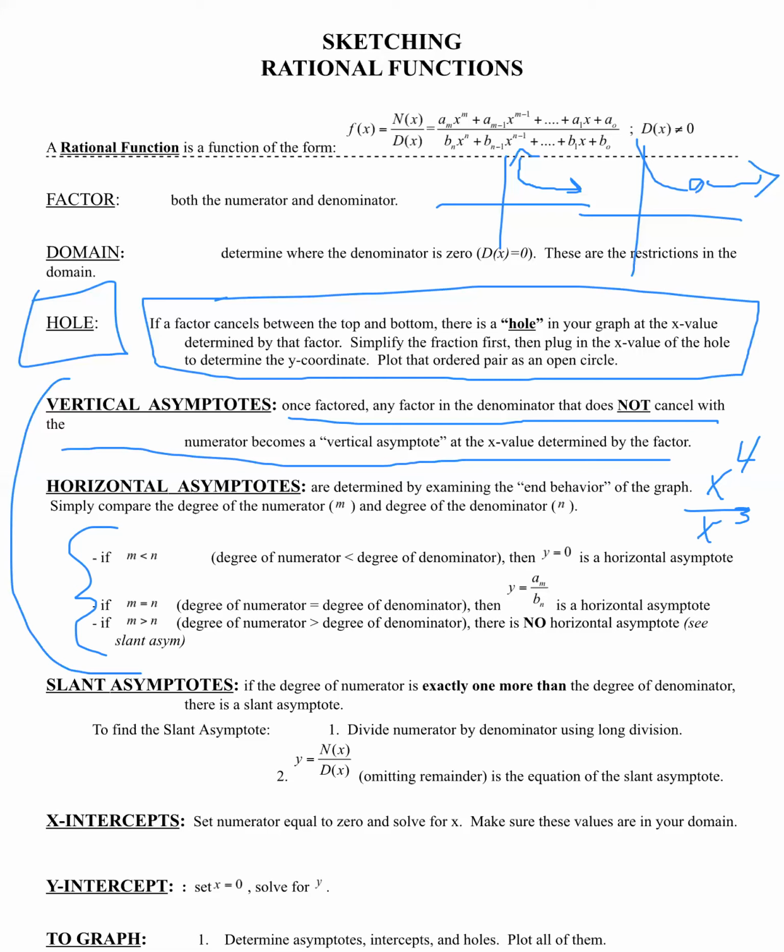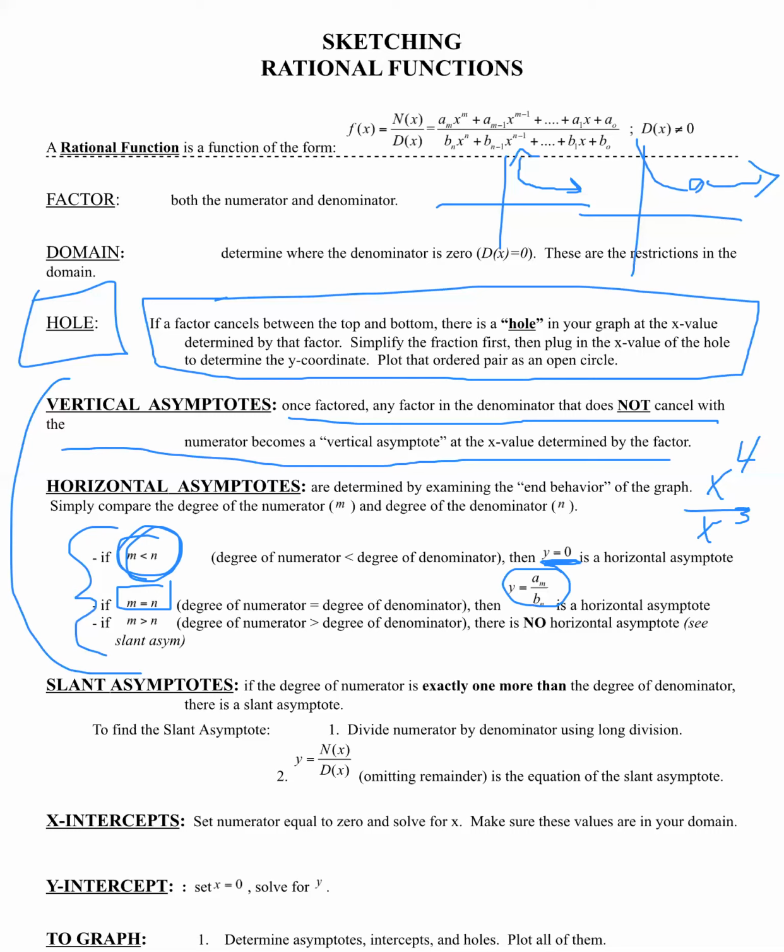So in a scenario where the degree of the numerator is less than the degree of the denominator, then it's pretty simple. y equals 0 is my horizontal asymptote. Nothing to compute, I have my answer. If the degree on top and bottom are equal, this looks a little confusing, but it's really just the leading coefficients of your two polynomials. Again, I'll do an example, but it's just going to be that line that's your horizontal asymptote.